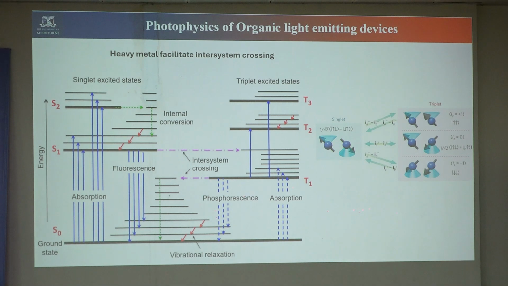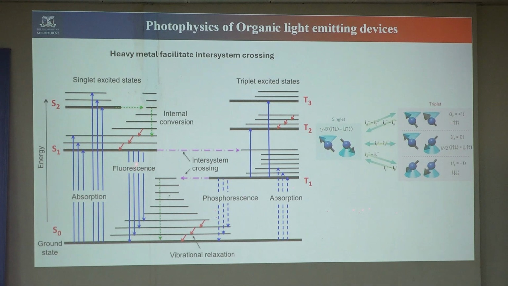S0 to S1 is the band gap. If the incoming light has more energy than this band gap, then it will excite and go to a higher state. With higher energy, it will go to the higher states. Again, S1, S2, there are a lot of states there, depending on the level: K, L, M shells, etc.